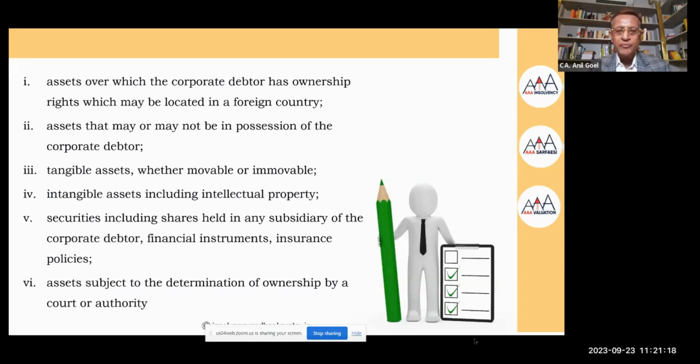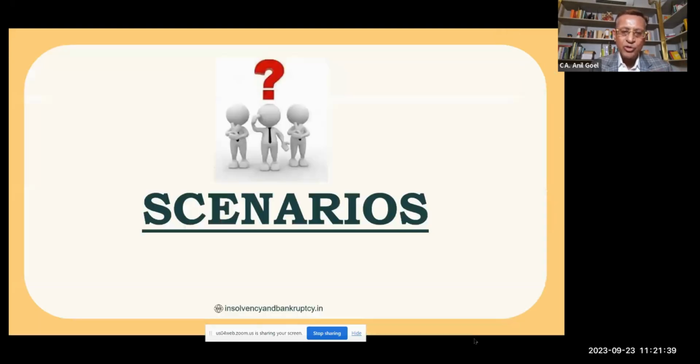Assets that may or may not be in the possession of the corporate debtor, but are owned by the corporate debtor. Tangible assets, whether movable or immovable. Intangible assets, including intellectual property. Securities, including shares held in any subsidiary of the corporate debtor, financial instruments, insurance policies. Assets subject to the determination of ownership by a court or authority.